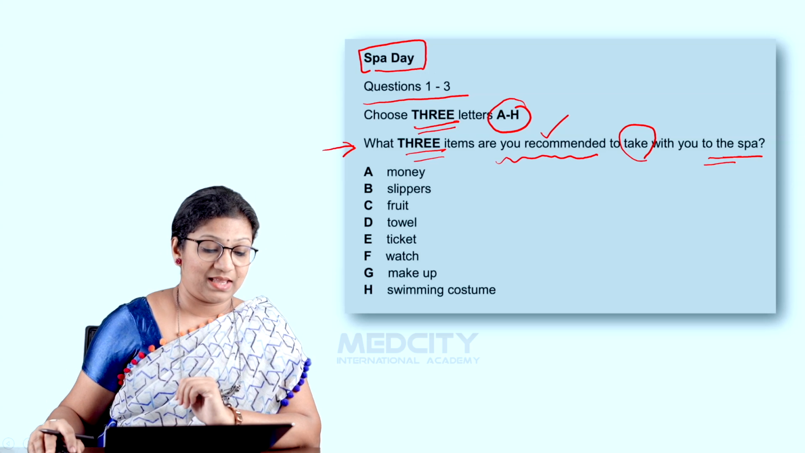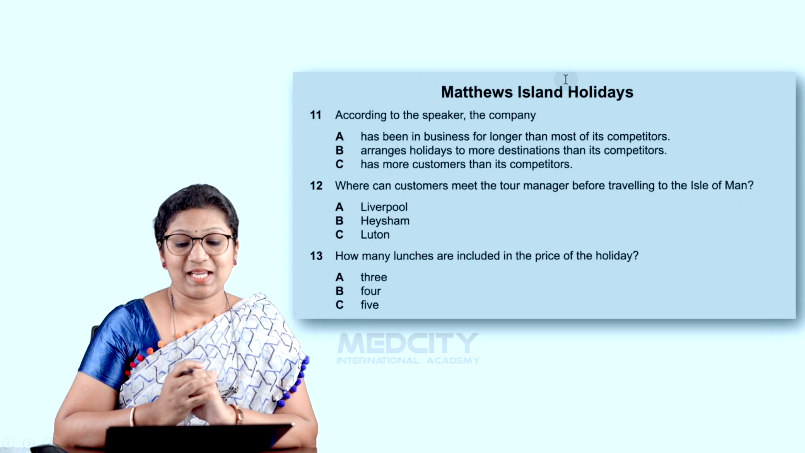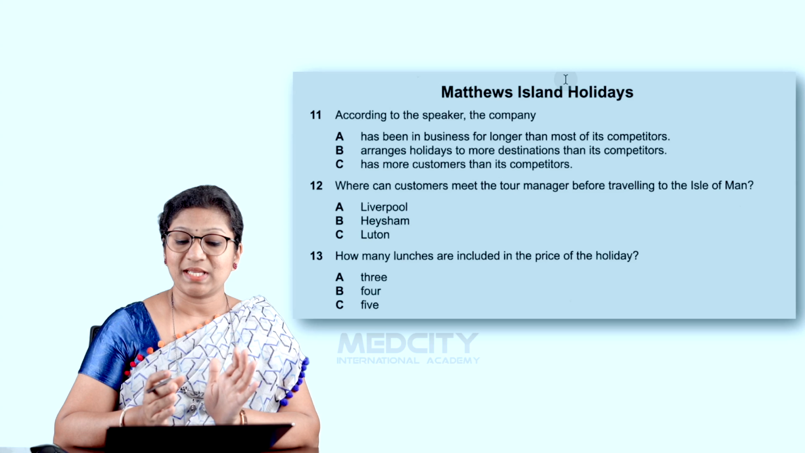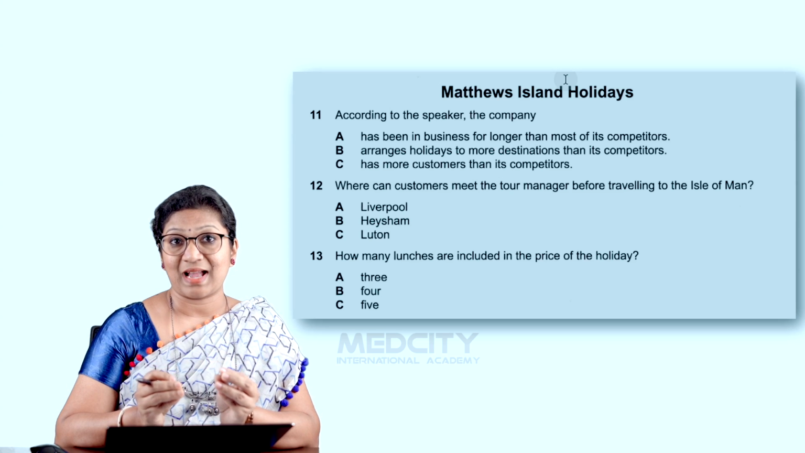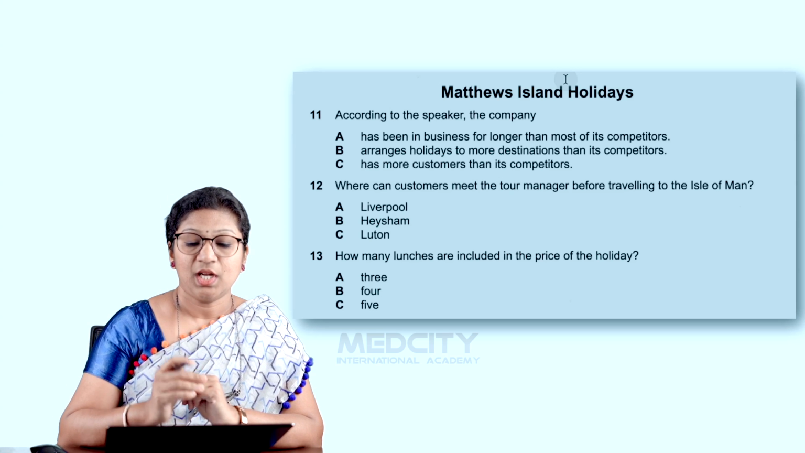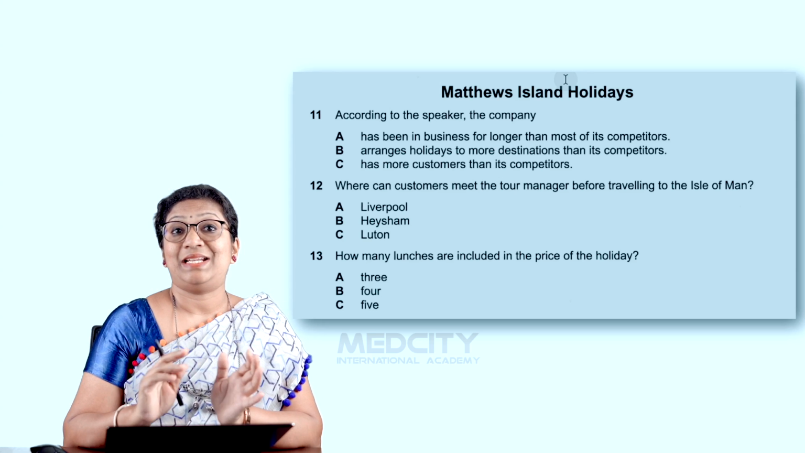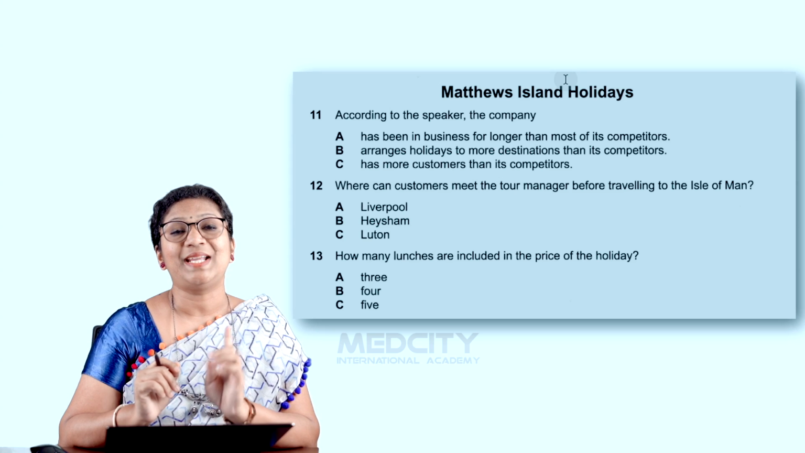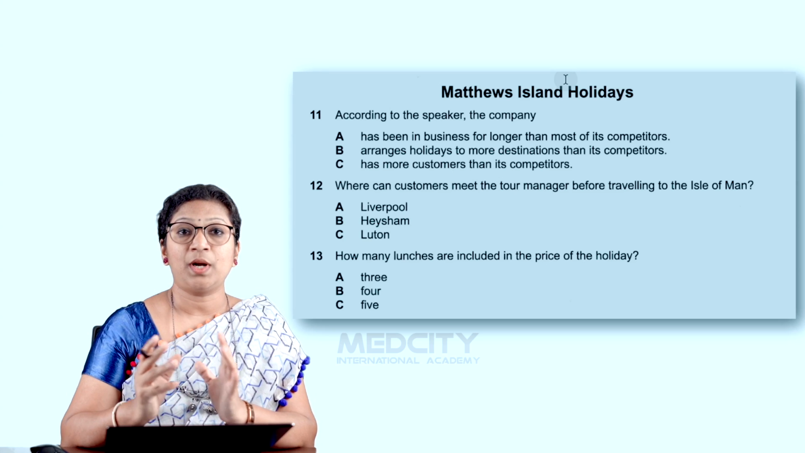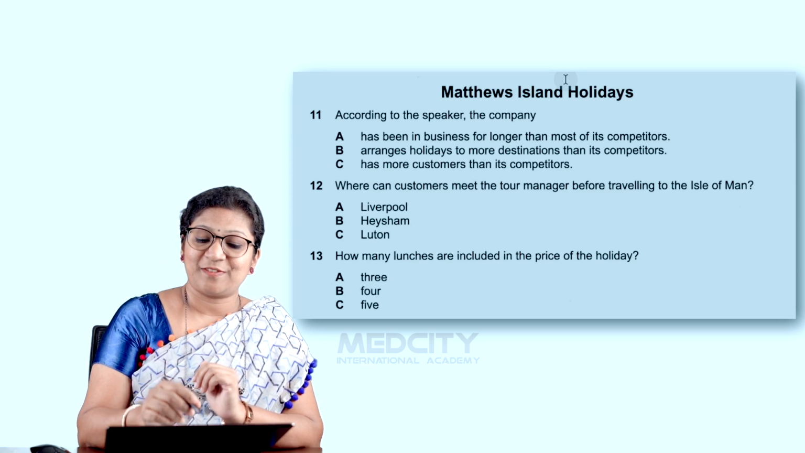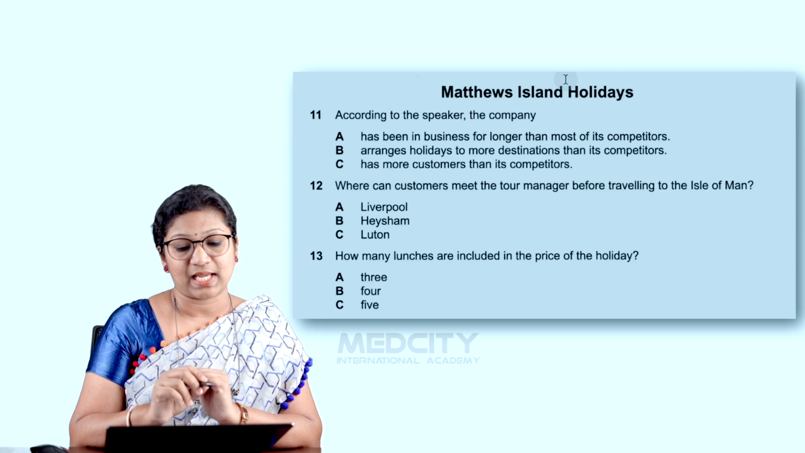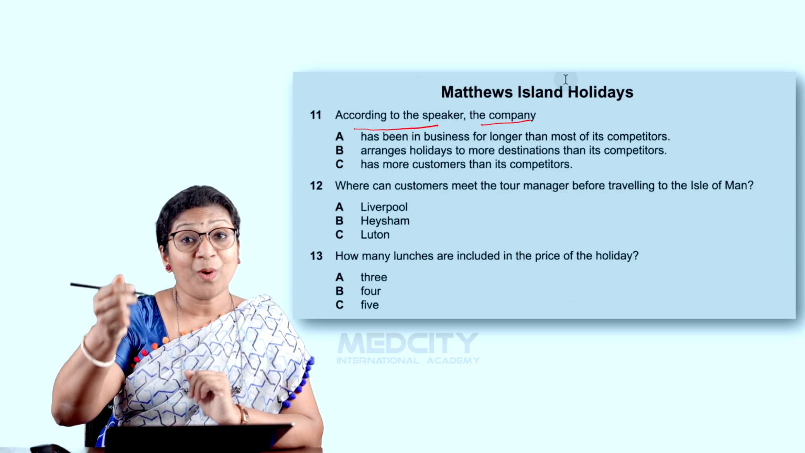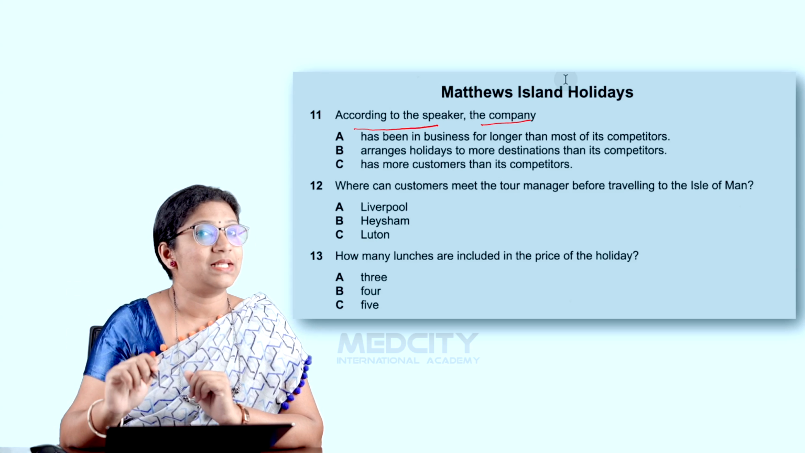Let's have a look at another sample. Here it says Matthew's Island holidays. And you can see there are 3 questions, 11, 12 and 13. Because there is no other additional instruction given here, it simply means that you have to choose only one right answer per question. For instance, the first question here, question number 11 says, according to the speaker, the company, and one of these options will complete that sentence.